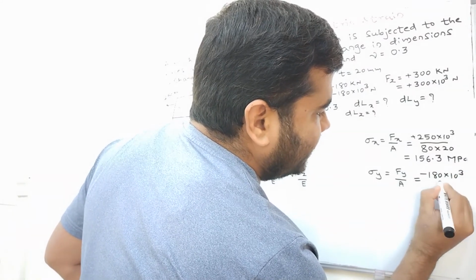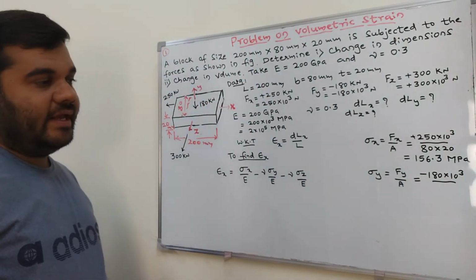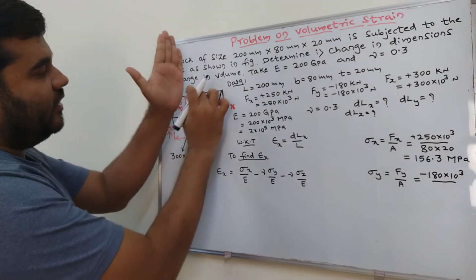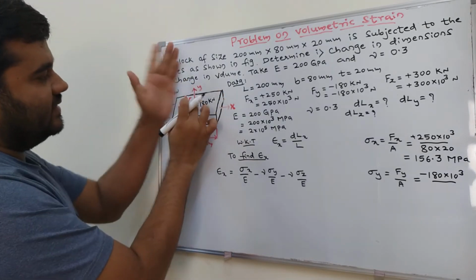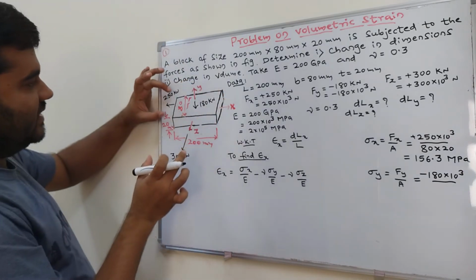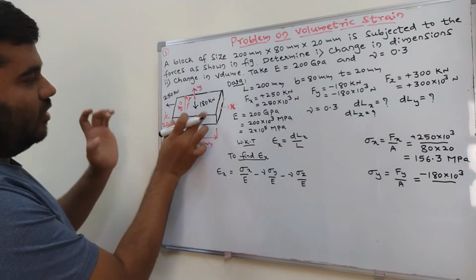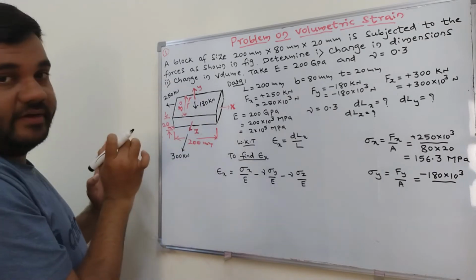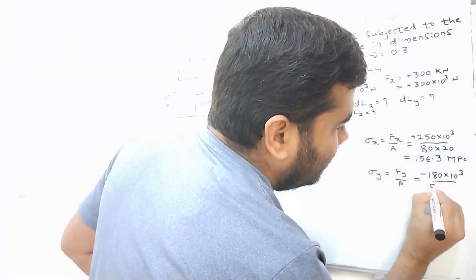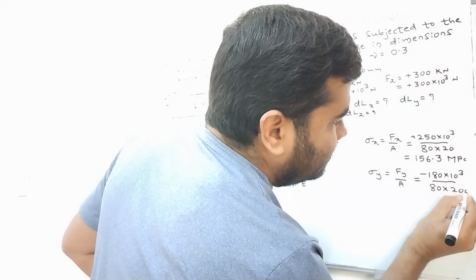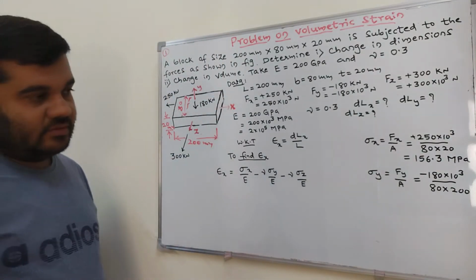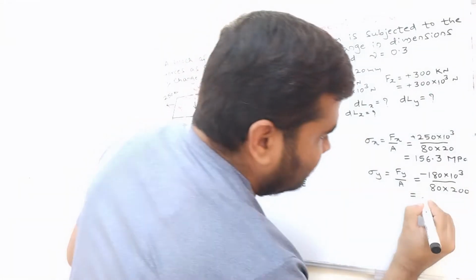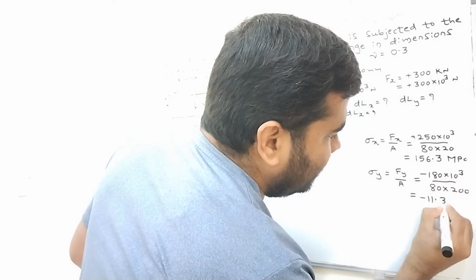This is load in y direction divided by area. Now this is y. Which area you need to consider? Perpendicular to this y. This and this, right? This is 80. And how about this one? What is this dimension? It is 200, right? I will take 80 into 200. So, after calculation, I will get minus 11.3 MPa.